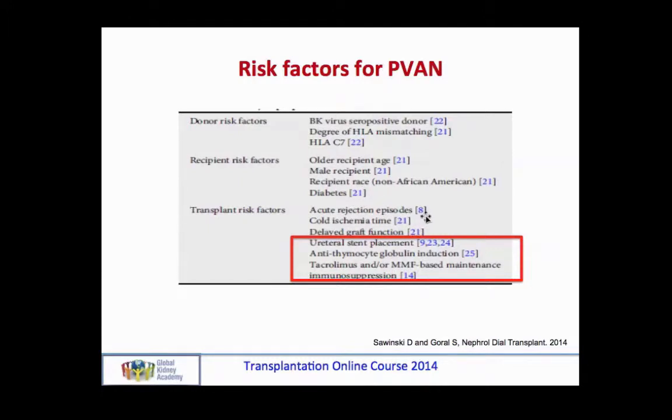And obviously then there are transplant risk factors, so acute rejection, cold ischemia time, delayed graft function, obviously the immunosuppressive load that you give, so the combination of tacrolimus and MMF seems to be a particularly bad combination. ATG, again, heavy immunosuppression increases viral replication, and there is a suggestion that the ureteric stent as well may be associated with the development of BK nephropathy.